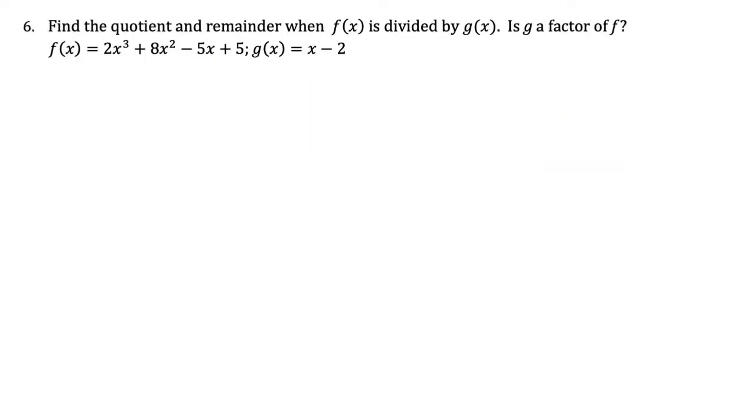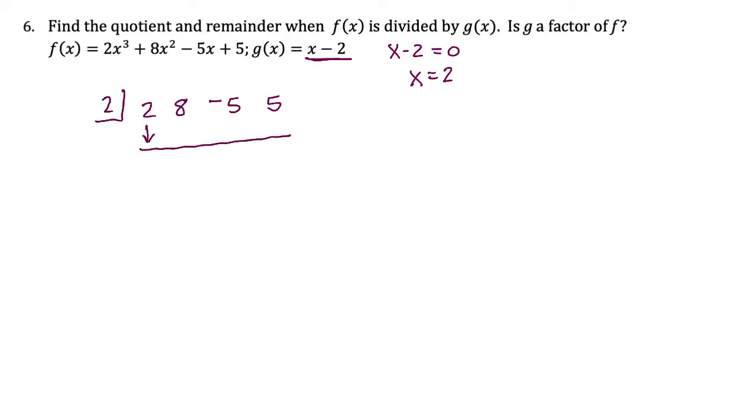Number 6, find the quotient and remainder when f of x is divided by g of x. And then is g of x a factor? So we can use our synthetic division here. So we have 2, 8, -5, +5. And remember, when it's in this form, we say x minus 2 equals 0. So x equals 2, and that's what we go through and divide by.